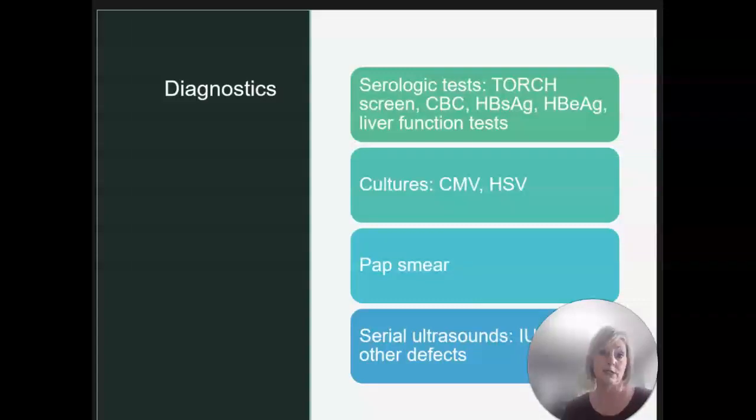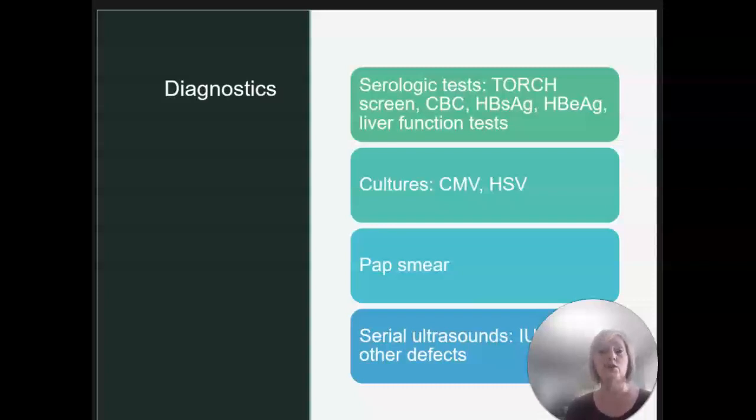So how are we going to diagnose these? Well, the best way to diagnose it is we're going to do a bunch of screening tests. When moms come to their first prenatal visit, this is one of the things that we're going to do. We're going to do all these serological tests and test for all of those things. CBC, hepatitis antigens, hepatitis B, hepatitis A, all the liver function studies, all of that we're going to do. And a lot of times this will all be repeated again at about 36 weeks to see what we're dealing with. They can also do cultures.